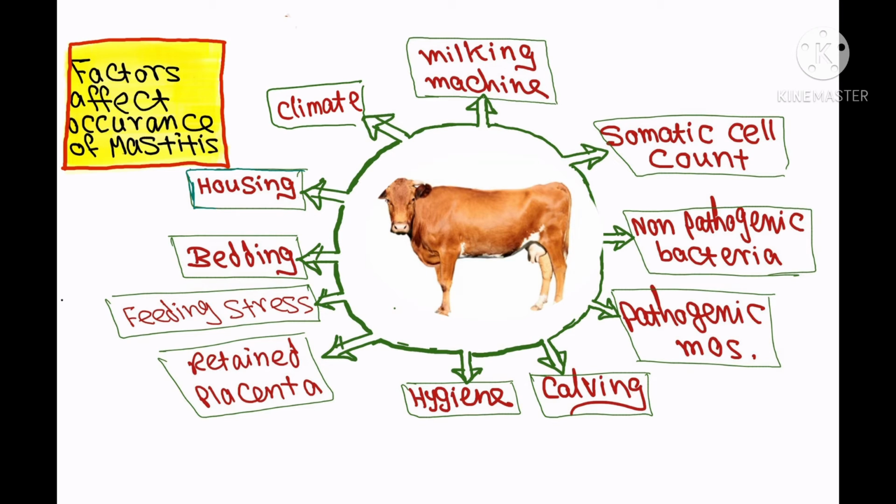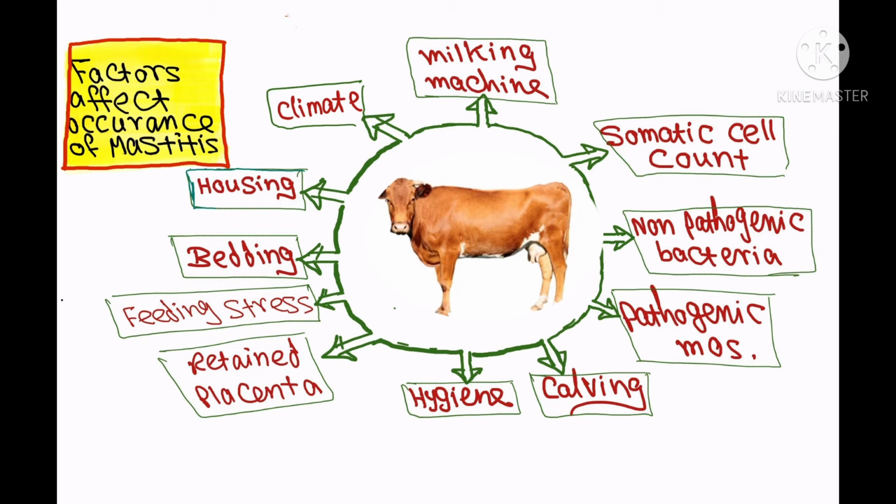Factors that affect the onset of mastitis. Housing, the place which the animal lives in: the land or the farm may act as a source of microorganisms that lead to mastitis. Climate, atmosphere, weather and temperature. Milking machine: is it sterilized or not? The milking machine may act as a source of infection and transmit infections from one animal to another.